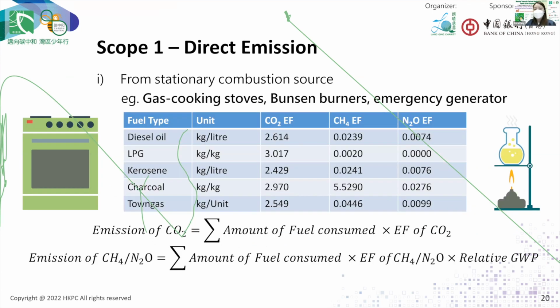Generic stationary combustion sources we can always see at school include gas cooking stoves or Bunsen burners, etc. Based on the fuel type and the amount consumed, we can calculate the emission of greenhouse gases by multiplying the amount of fuel used by the emission factor I list in the table. Different fuel types have different emission factors, and we can easily get the emission by multiplying them.